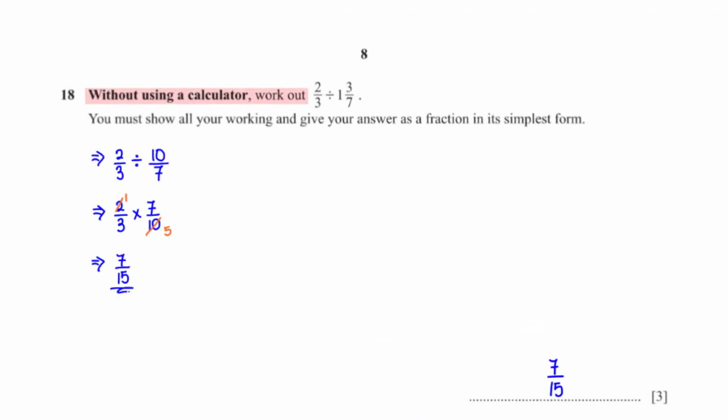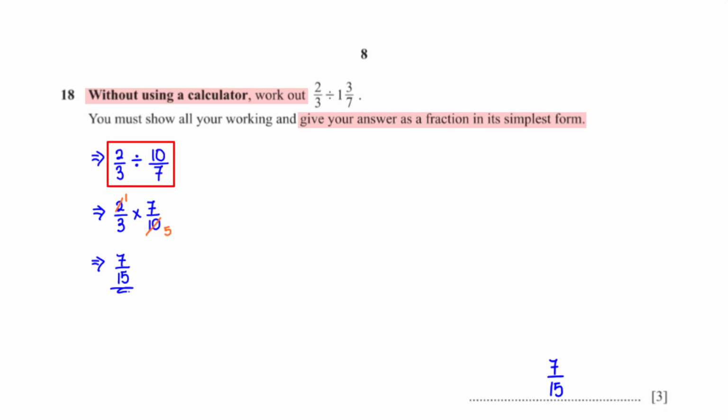Without using a calculator, work out 2 over 3 divided by 1 and 3 over 7. You must show all your working and give your answer as a fraction in its simplest form. In the first step, we need to convert the mixed fraction 1 and 3 over 7 into an improper fraction. So 7 times 1 plus 3 is 10 divided by 7.